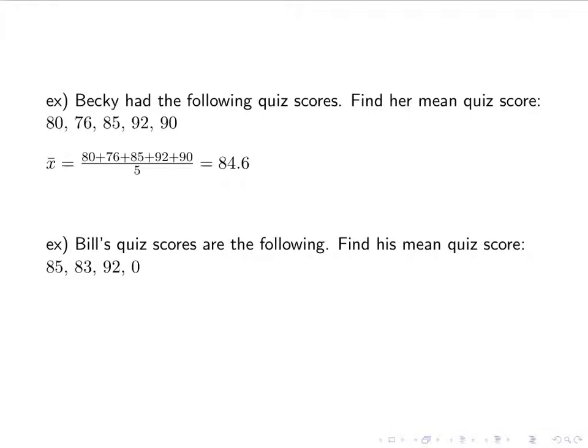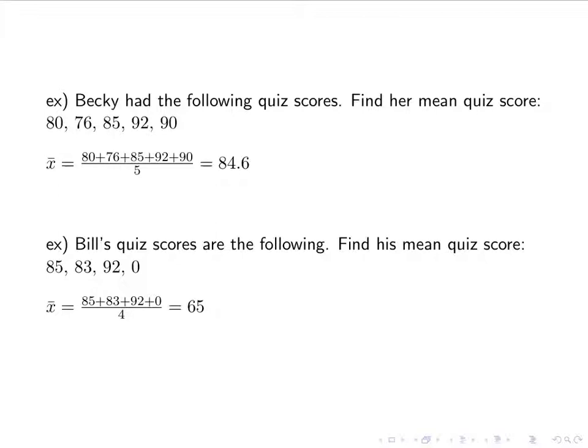So as another example, we're going to look at Bill's quiz scores. So Bill's in a different class than Becky. He only has 4 quiz scores, so n is 4. And his grades are an 85, an 83, a 92, and a 0. So if I want to find his mean, I add up those 4 numbers, divide by 4, and I'll get 65. So again, 65 is somewhere in the middle.